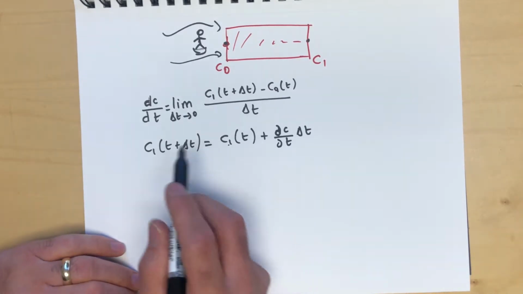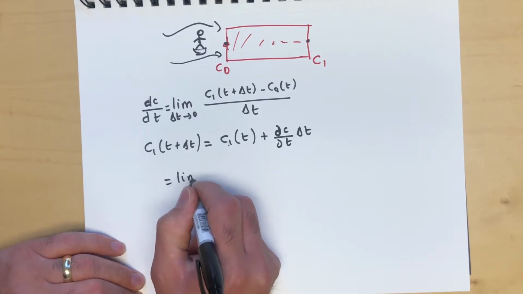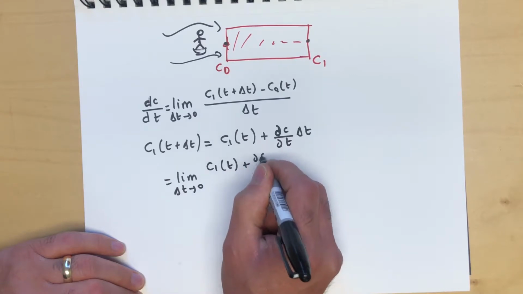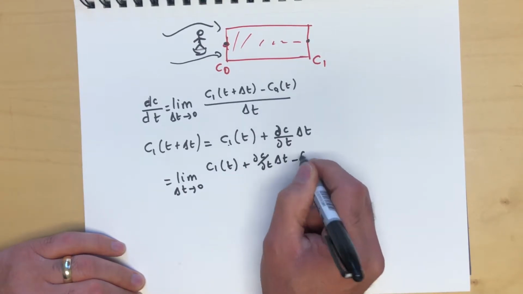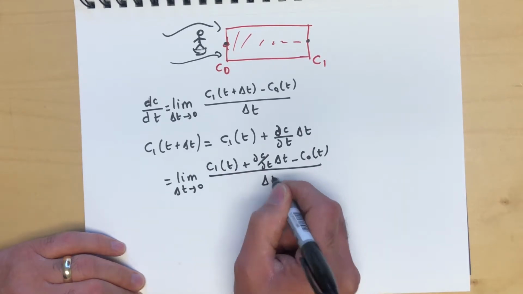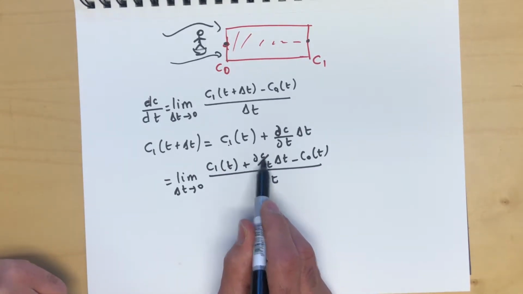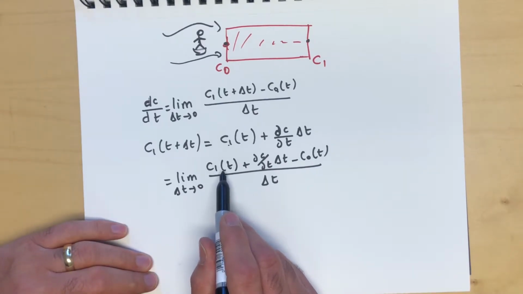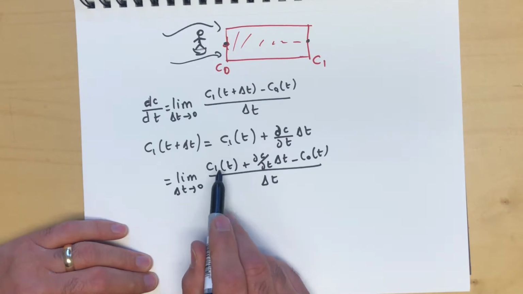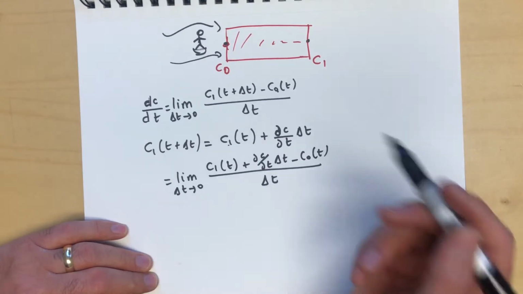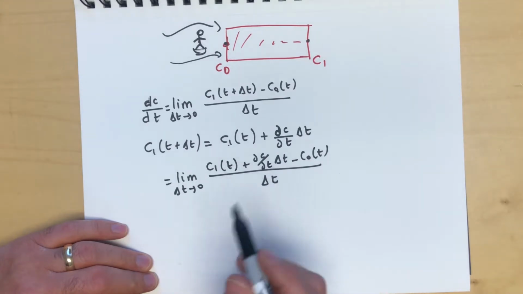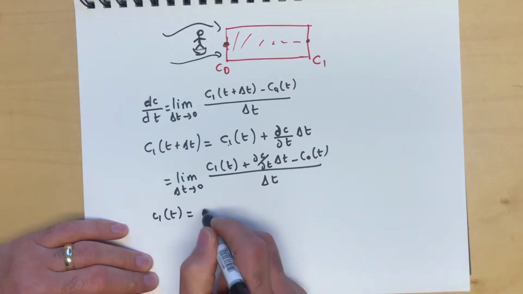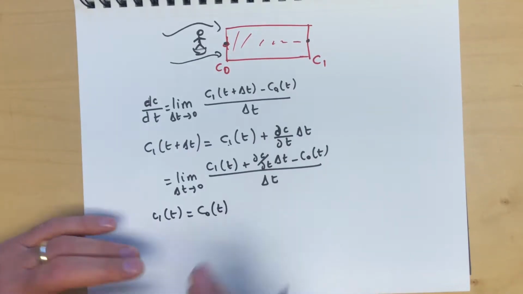Now, okay, so once we substitute this, we get a limit as delta t approaches 0 of (C1 of t plus dC by dt delta t minus C0 of t) over delta t. Okay, so now we have incorporated the change in time. Now we still need to incorporate the change in space, which is at a given time t, the difference between C1 and C0 was given by what we calculated early on, but we can just show it here for illustration. So we're going to write C1 at t is equal to C0 at t. So that's at the same time.